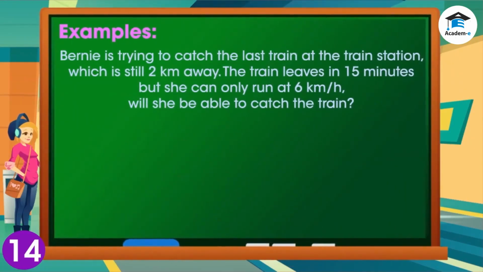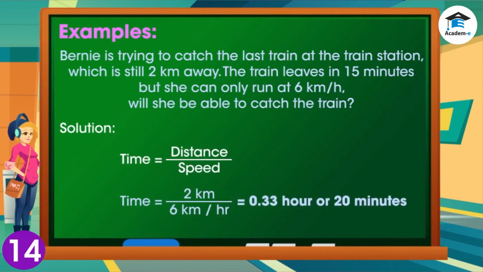Bernie is trying to catch the last train at the train station, which is still 2 kilometers away. The train leaves in 15 minutes, but she can only run at 6 kilometers per hour. Will she be able to catch the train? Let us see. Unfortunately, Bernie will be left by the train.